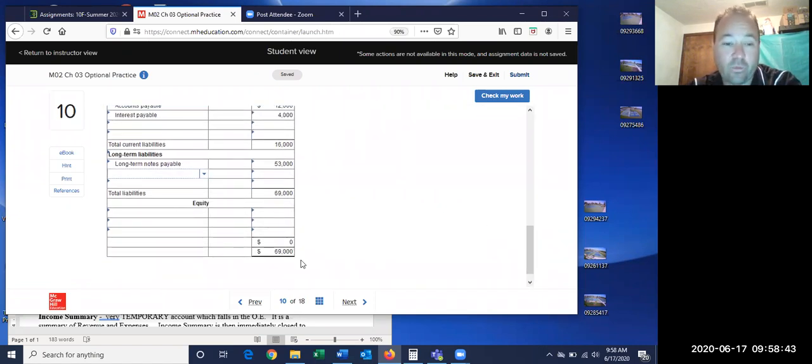And that's all we had. We didn't have any more long-term, so there's nothing really to total. Add up our current plus our long-term, we get total liabilities of $69,000. Now we're ready for our last two items.